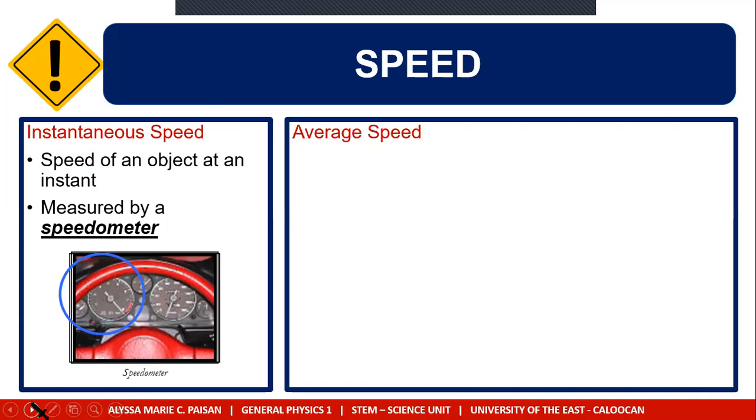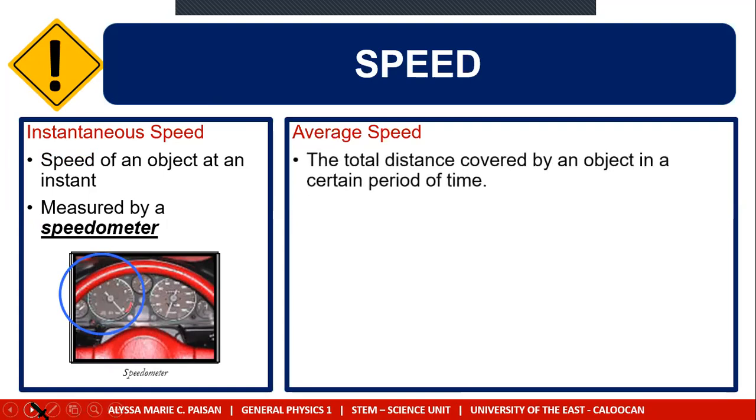So how fast are you at 1 second? How fast are you at 2 seconds? How fast are you at 3 seconds? So that's what the instantaneous speed tries to describe to us. On the other hand, when we say average speed, that's the total distance covered by an object in a certain period of time or a certain time interval.